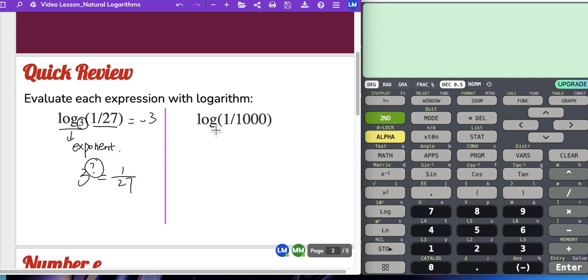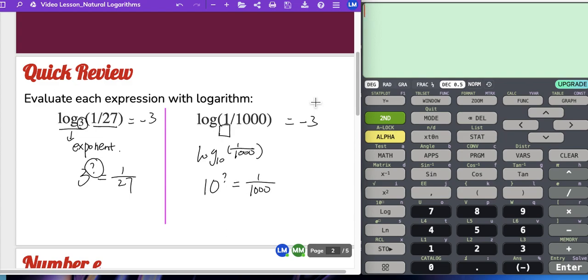Same thing here. And another one we call the common log, because when we see no base here, that doesn't mean there's no base. It means the base is 10. We just do not write 10 over there. So it's the same as log base 10, right? And this question is asking 10 to what power is 1 over 1,000. So we know that it's going to be -3. Same thing here. So very similar to the natural log.